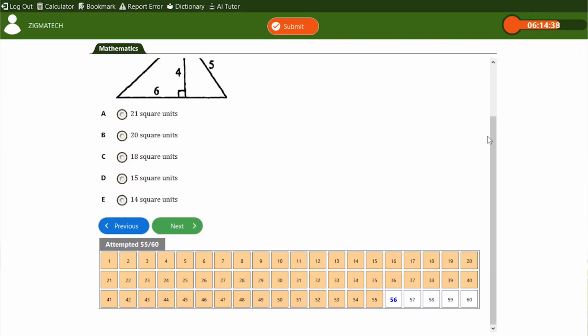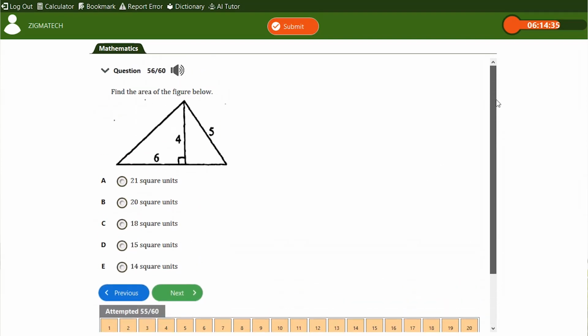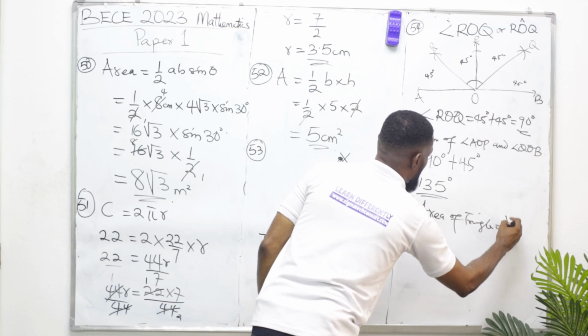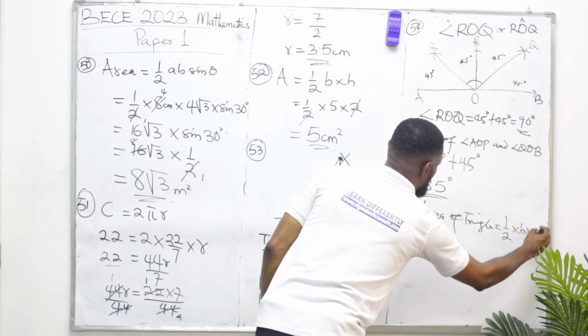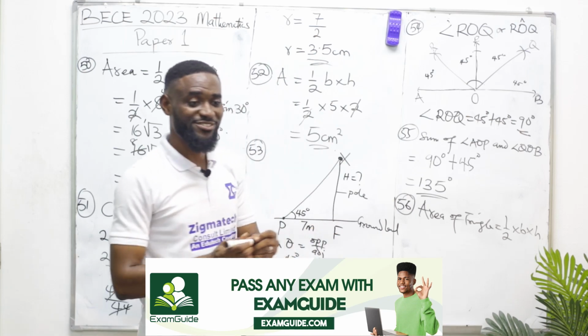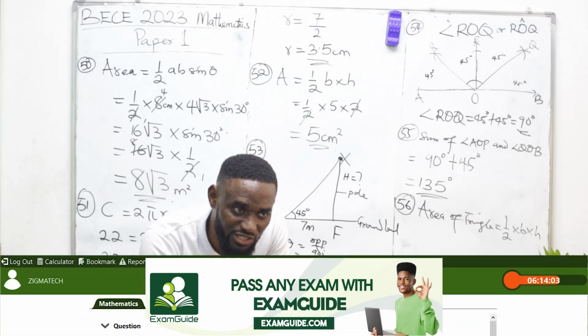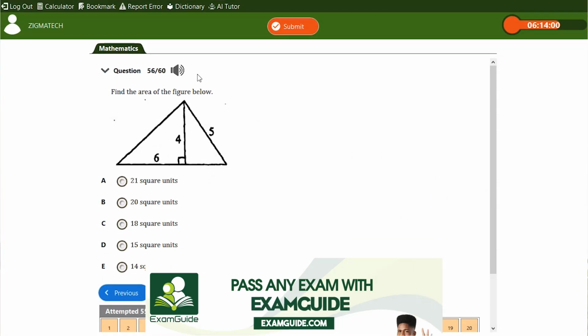We're almost done. So let's see. Now look at this. They say find the area of the figure below. Now look at this, question 56. The area of a triangle is equal to half times base times height. But these people are quite tricky. They did not ask you to find the area of just this side. They say the area of the entire triangle.